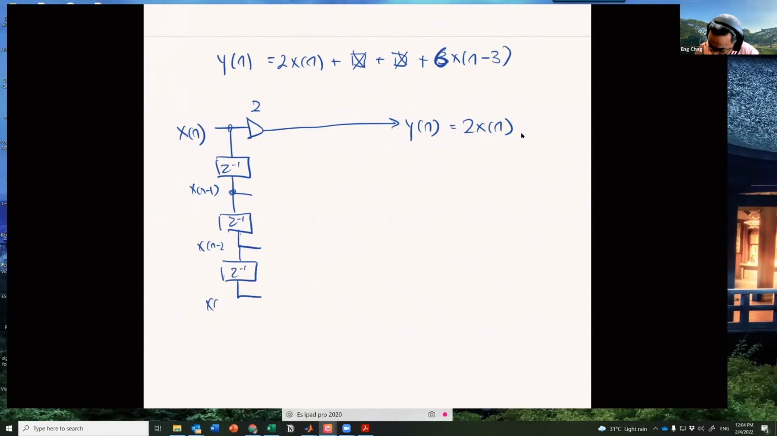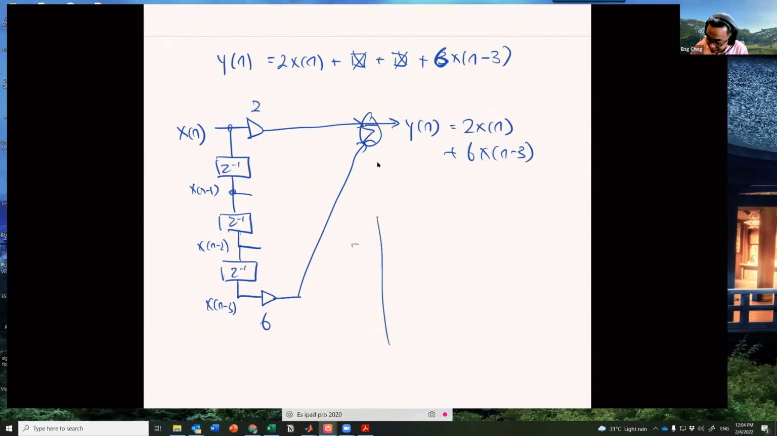So this is now x[n-3]. Agree or not? Yes? Multiply by 6, right? And then sum. Agree? 6. Can you see now the difference in the figure if I change the equation? So if I want to draw that again, then you have a big table to draw. Can you see?